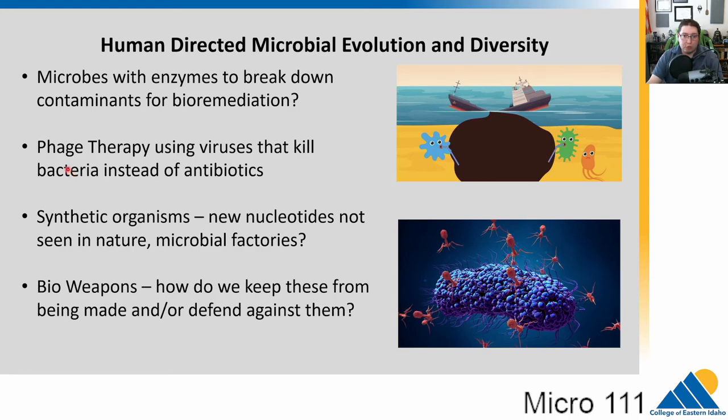Synthetic organisms. This is already possible. We've made organisms that contain new nucleotides that have not been seen in nature. We might want to do this to control the growth of our engineered organisms, right? If they have nucleotides that can't be found in nature that they need to grow and divide, that's a potential control on them. Maybe we could use these as microbial factories, and using these new nucleotides, we could prevent them from escaping into the environment where the nucleotides don't exist.